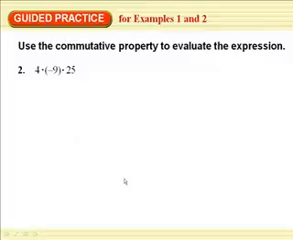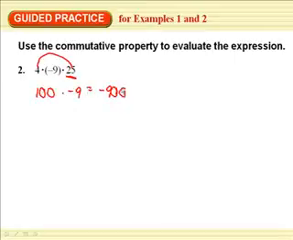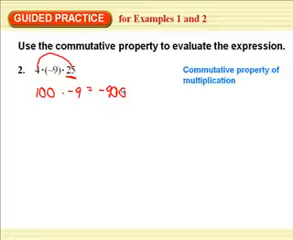Use the commutative property to evaluate the expression. So I see right away that I think of this as quarters, and 4 quarters make $1, so that makes 100 times -9 is -900. And boy, that made it a lot easier instead of doing 4 times 9 and get the answer and then that. So look for shortcuts. So they did the same thing.